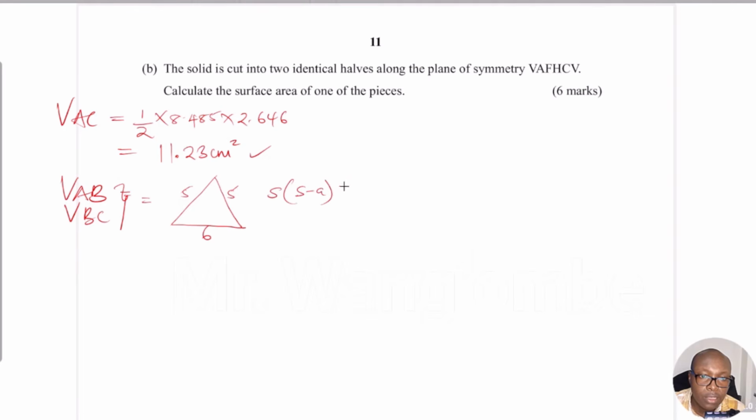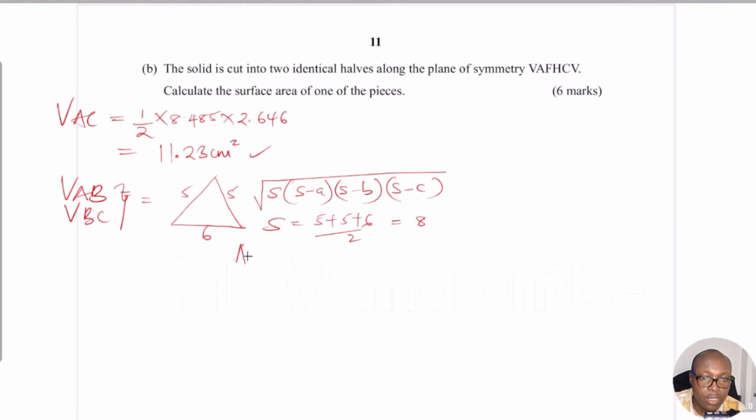S minus A, S minus B, S minus C. That is the area using Heron's formula, because you have 3 sides. That is the easiest one. So let me start by getting S. S is the average of the 3 sides. So 5 plus 5 plus 6 divided by 2, which gives 8.